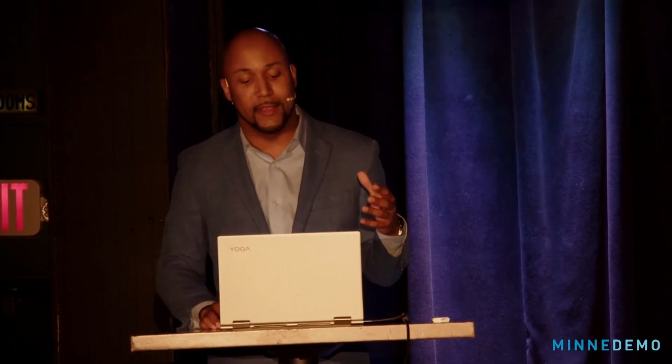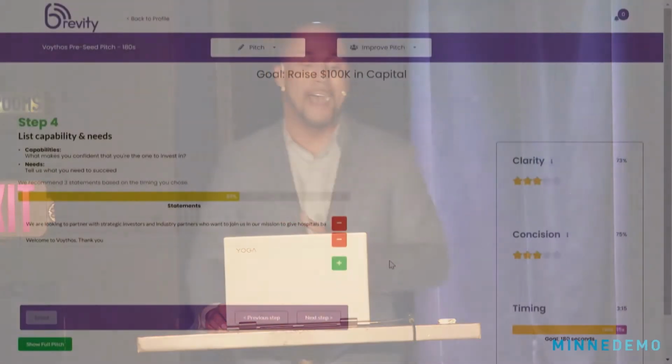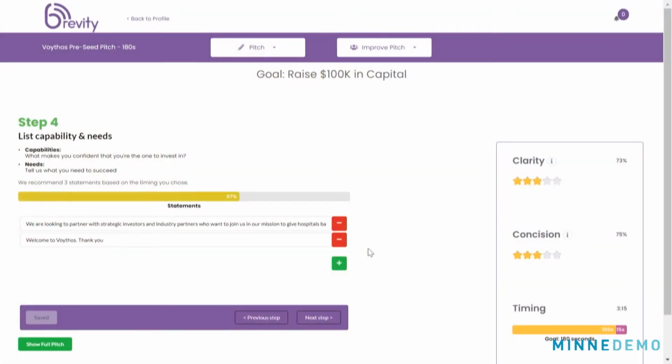And then lastly, people really need to know why you. That's where that list capabilities and needs comes into play. Oh, here we go. Perfect. List capabilities and needs. Sophia is a surgeon. She knows this problem at heart. Who are the advisors, and what do you need to succeed? What is that ask, and what are you going to do with that money to get to that next major milestone? So once Sophia's completed her first pitch script, there's really two options to improve.